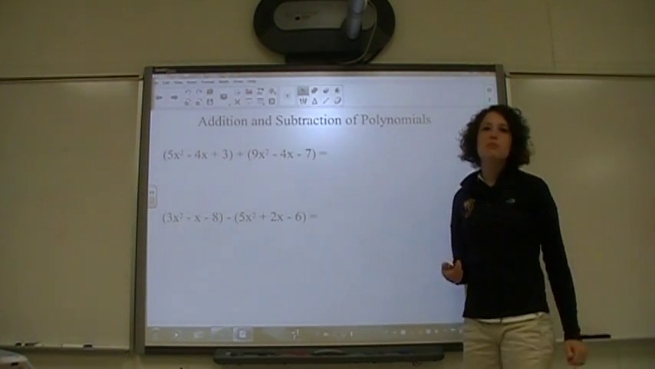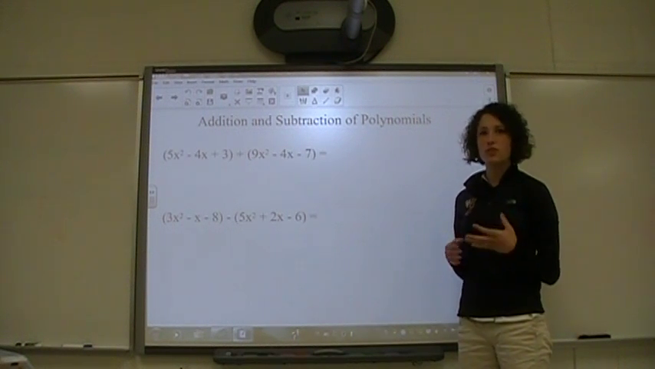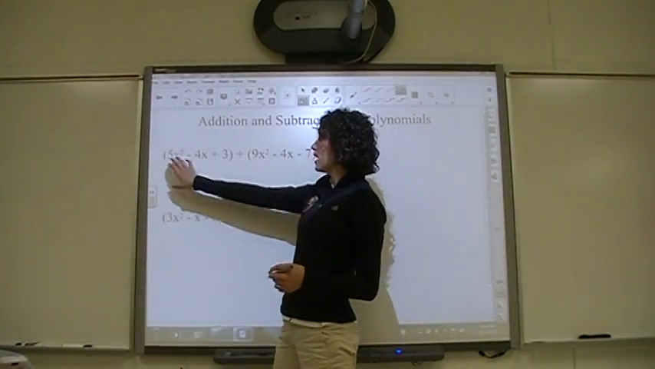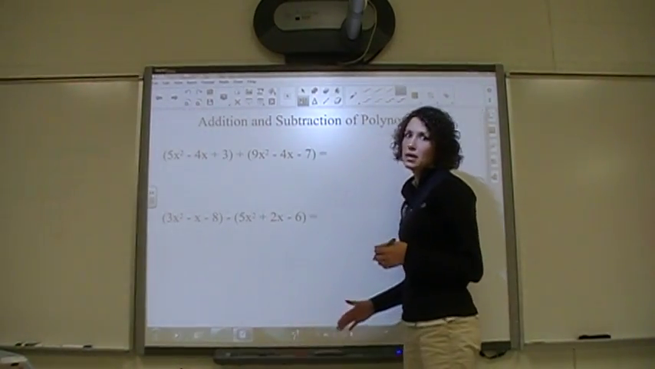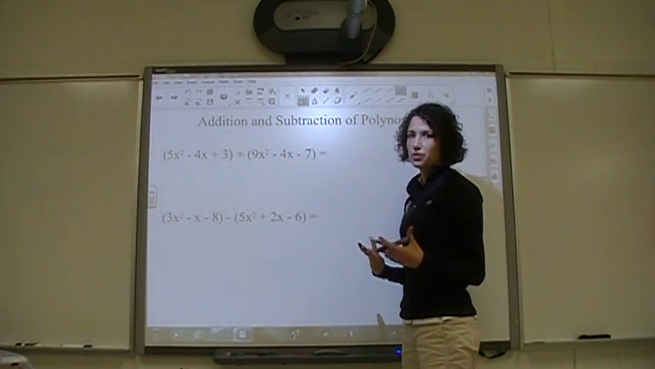Alright, so first, addition and subtraction of polynomials. What you want to do is get together all of your like terms and add those together. So, for example, if we have the polynomial 5x squared minus 4x plus 3, and you want to add 9x squared minus 4x minus 7, all you do is collect your like terms.